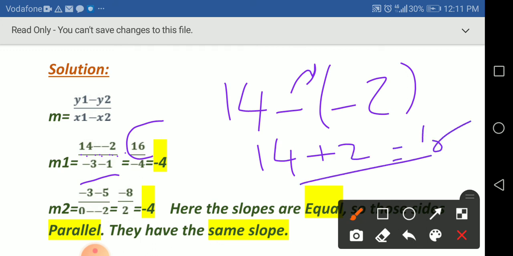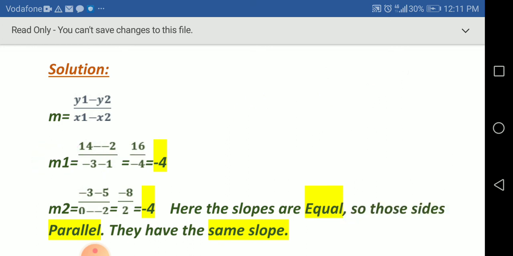-3 minus 1 equals what? Negative, same sign. So here I lost 3, then I lost 1, so the total loss is -4. How can we add the negative signs? So 16 divided by -4 gives you -4. So this is m1, the slope 1. Slope 2 we find the same way.